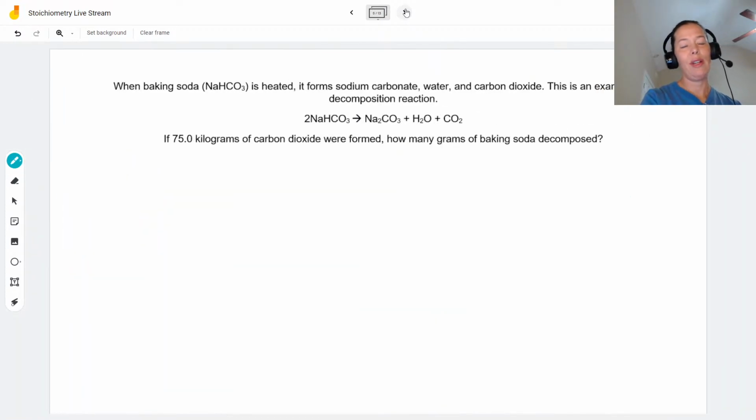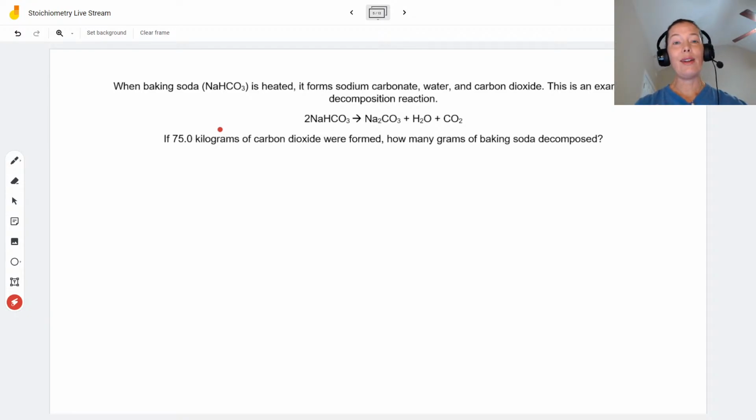Okay, so next question, we've got some baking soda. When baking soda is heated, it forms sodium carbonate, water, and carbon dioxide. This is an example of a decomposition reaction. Yes, very true. If 75 kilograms of carbon dioxide were formed, how many grams of baking soda decomposed? Okay, so this is a gram to gram with a little bit of a twist because we've got kilograms right here, but not too much of a twist.